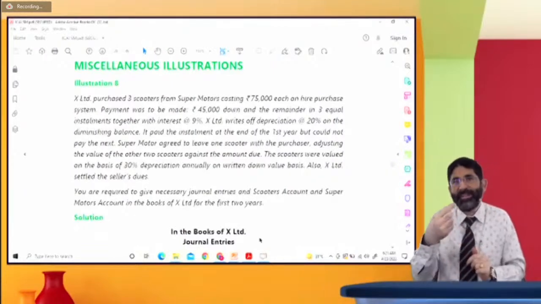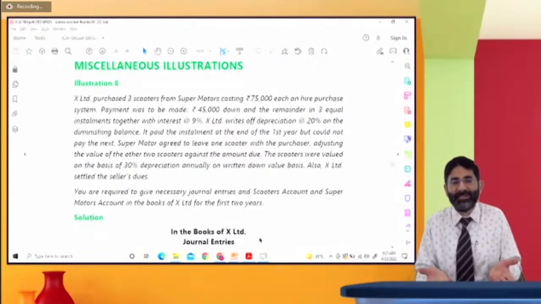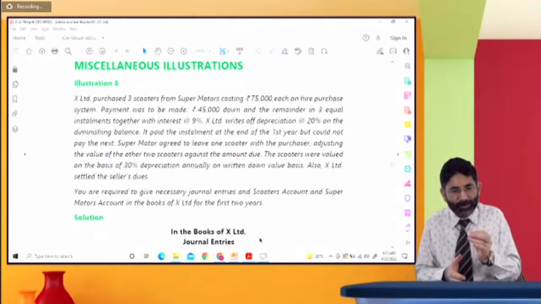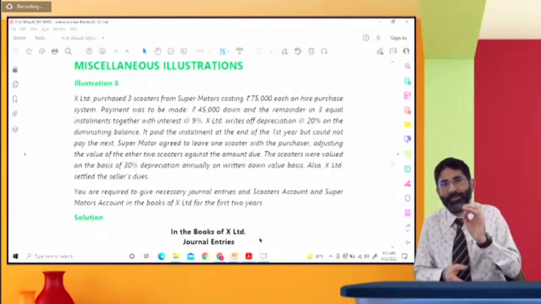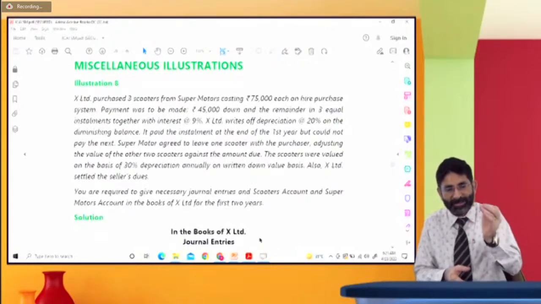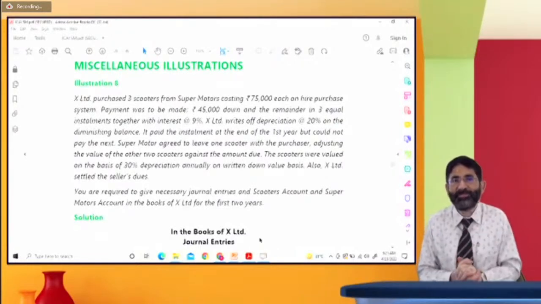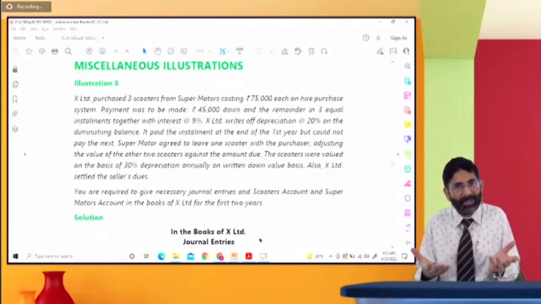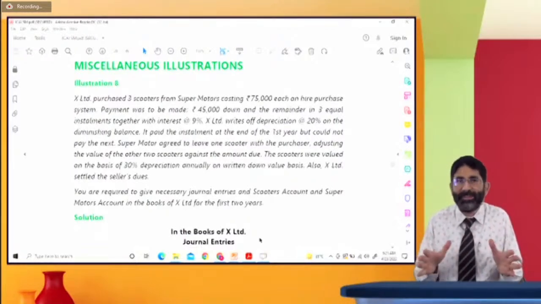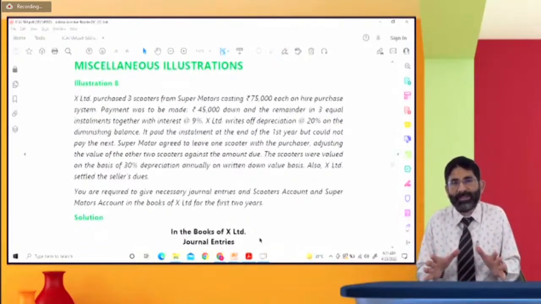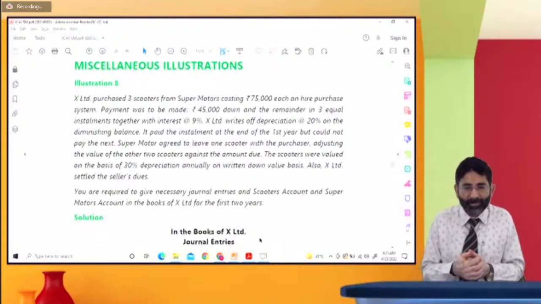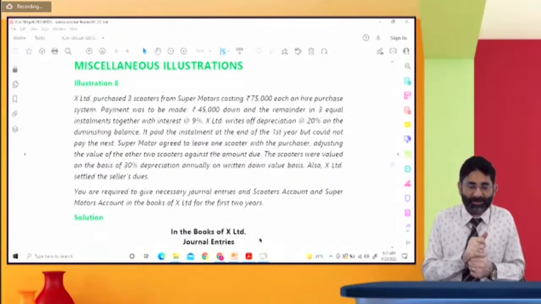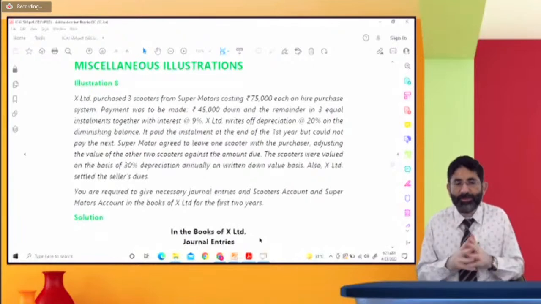45,000 will be paid as down payment. Balance 1,80,000 is to be paid in 3 installments with interest. So every installment will be of 60,000 plus interest at 9%. Whether it is per month or per annum is not mentioned, so we will assume it as a fixed interest, added just like a per annum system. X Limited writes off depreciation at 20% on diminishing balance. So the written down value method is used.